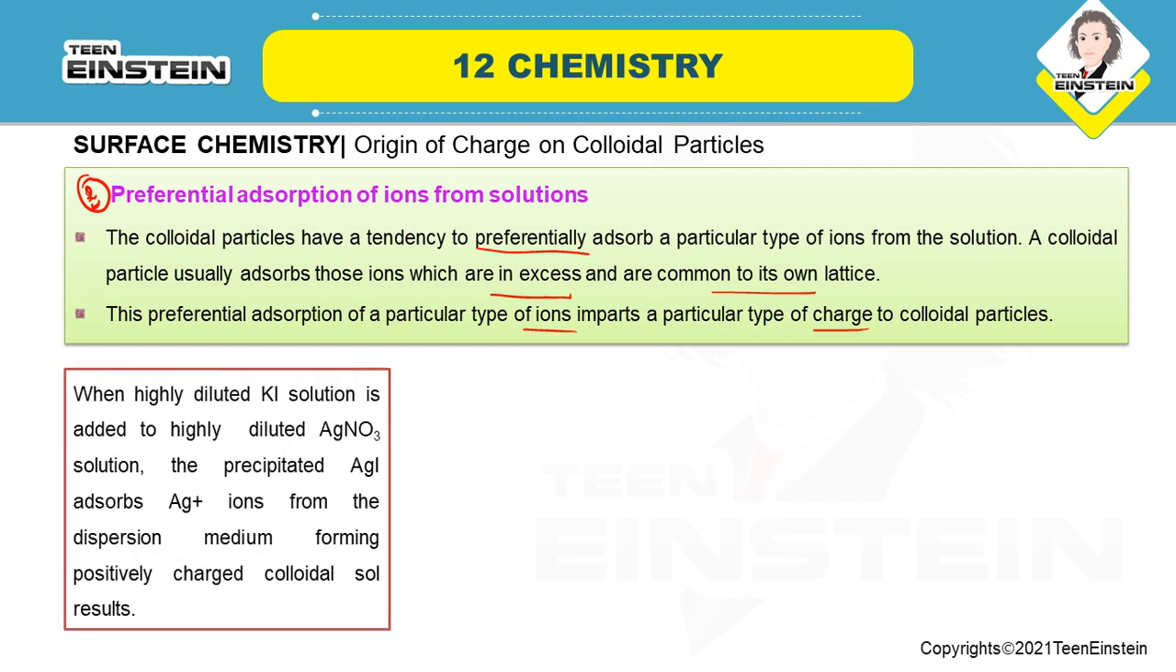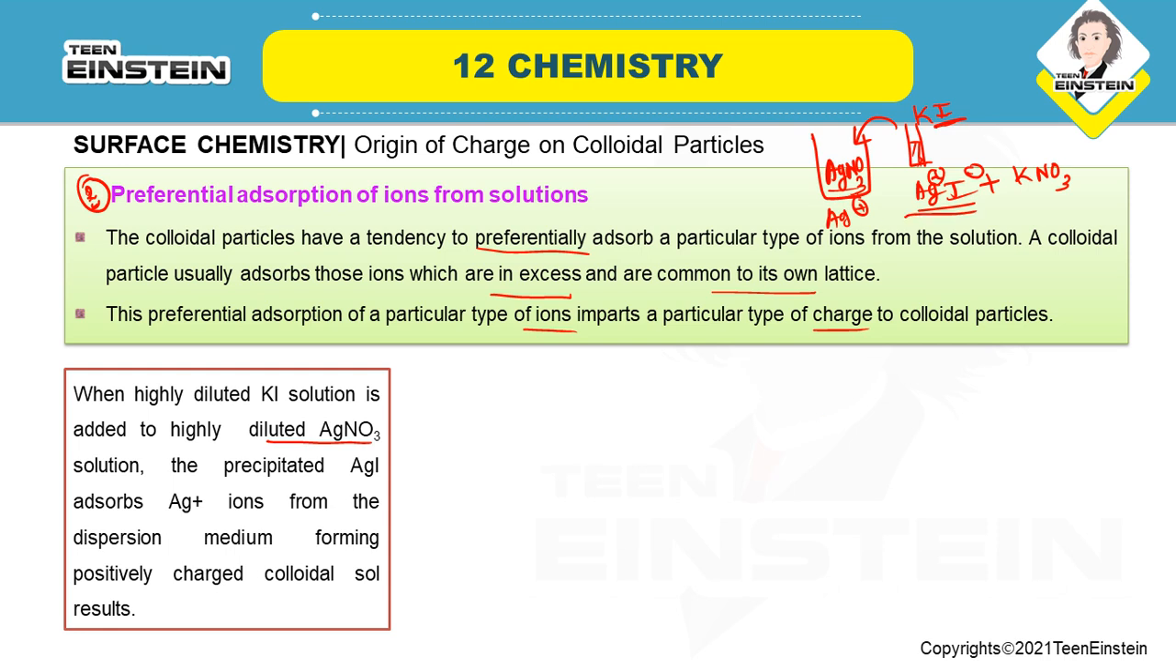For example, suppose we have taken highly diluted AgNO3. AgNO3 is present in excess, and we are slowly adding KI to it, both highly diluted. Now there will be formation of AgI and KNO3. See, before the reaction in AgNO3 there is Ag+, and after the reaction also there is Ag+. But the amount of I- compared to Ag+ is obviously less, because we are adding KI slowly. AgNO3 is in excess, so Ag+ is in excess, I- is not in excess.